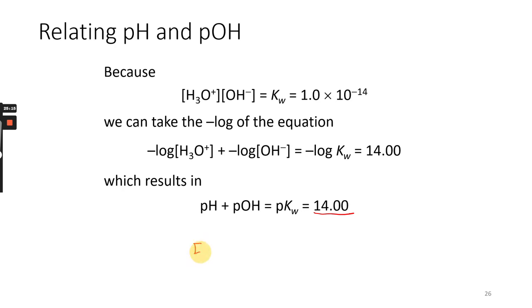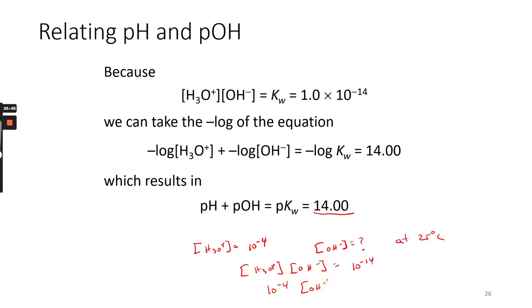If I give you this concentration for hydronium, you can calculate the concentration of hydroxide if it's at 25 degrees C. The two of them multiplied times each other equals 10 to the minus 14. So you just plug in: 10 to the minus 4 times OH minus equals 10 to the minus 14. So you're dividing, and you get that the hydroxide is equal to 10 to the minus 10.